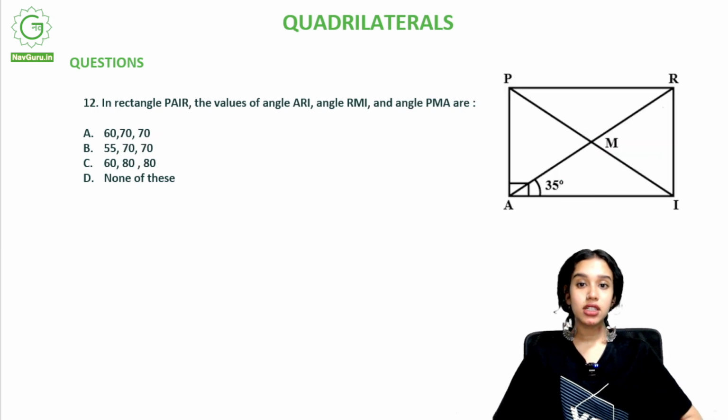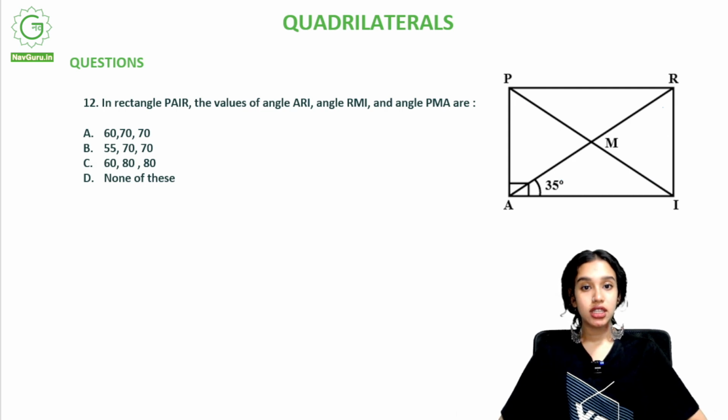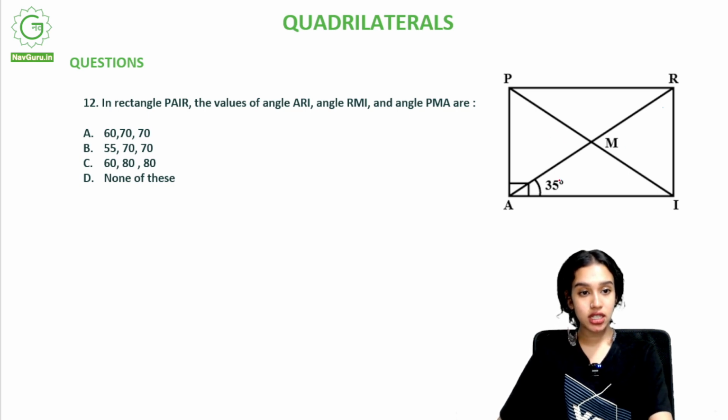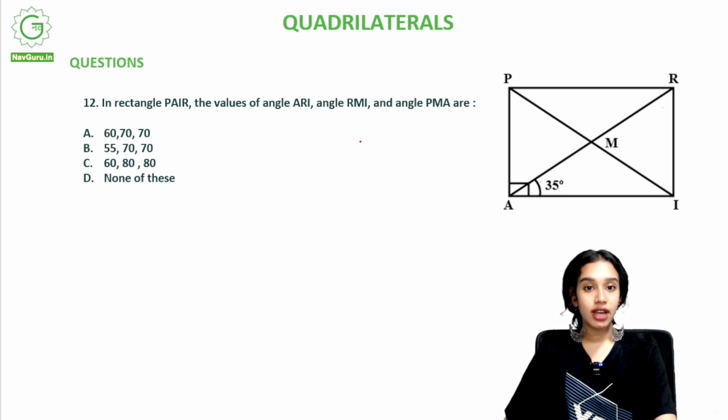Let's solve the question. In rectangle PAIR, find the values of angle ARI, angle RMI and angle PMA. So we are given a rectangle PAIR. It's given that angle MAI is 35 degrees. We have to find the values of angle ARI, so ARI, we have to find this angle. Angle RMI means this angle, and angle PMA. So this angle and this angle we should find out, right?